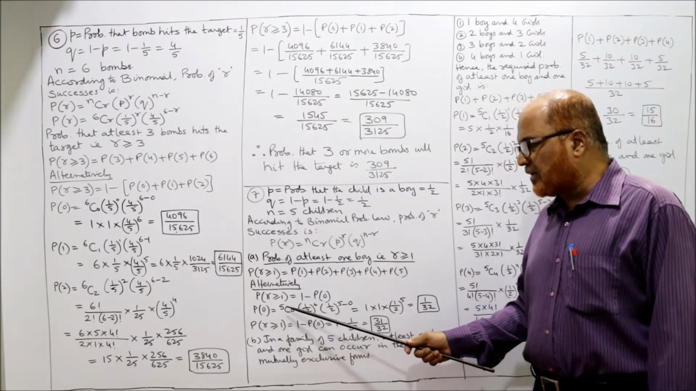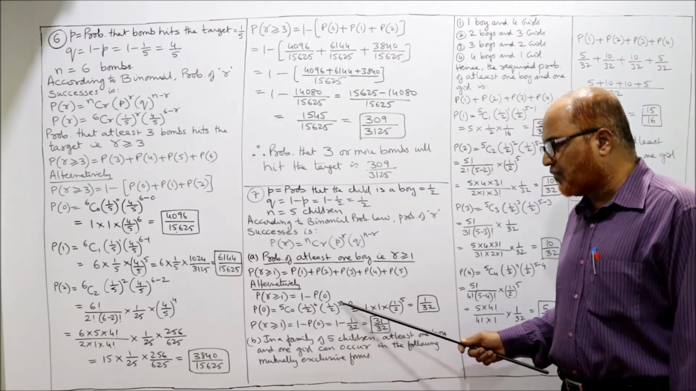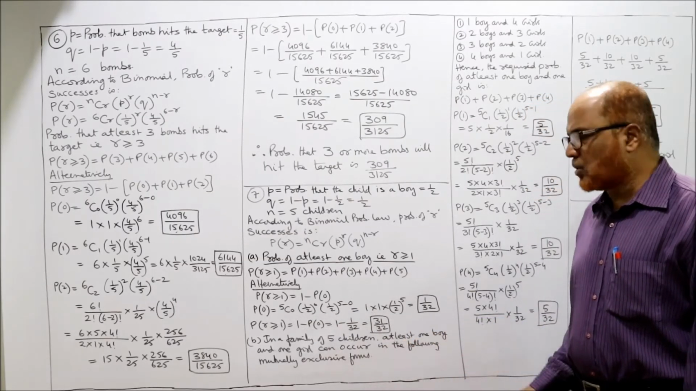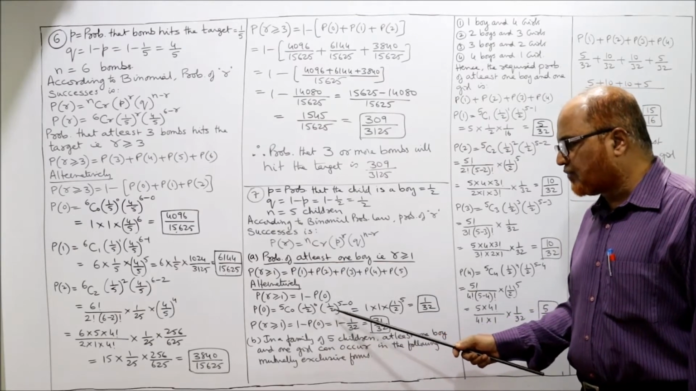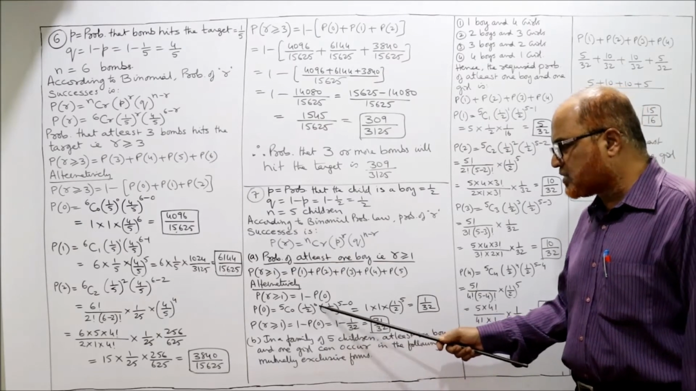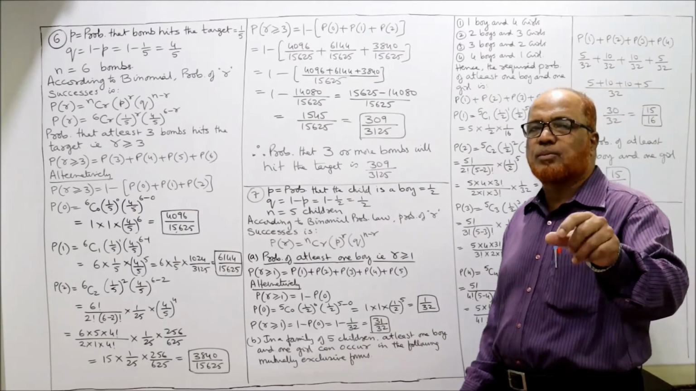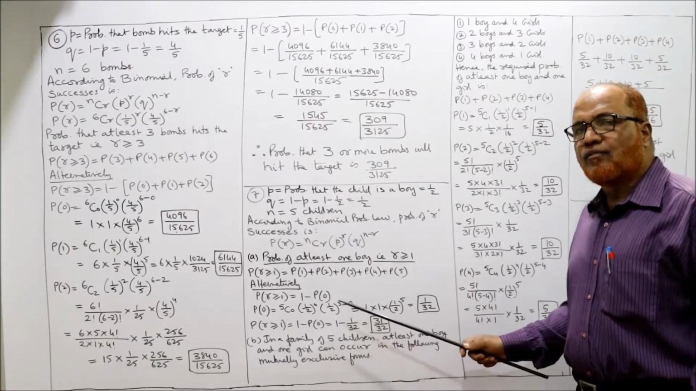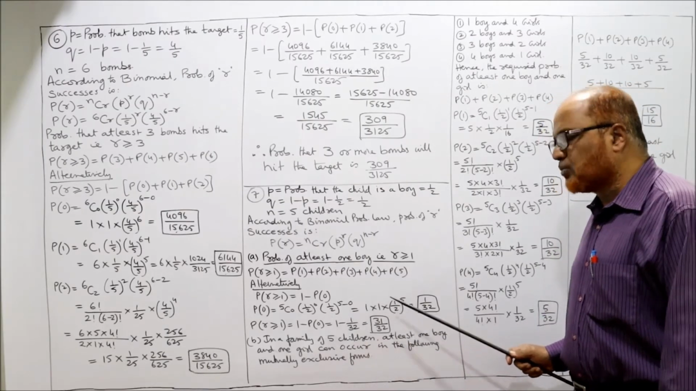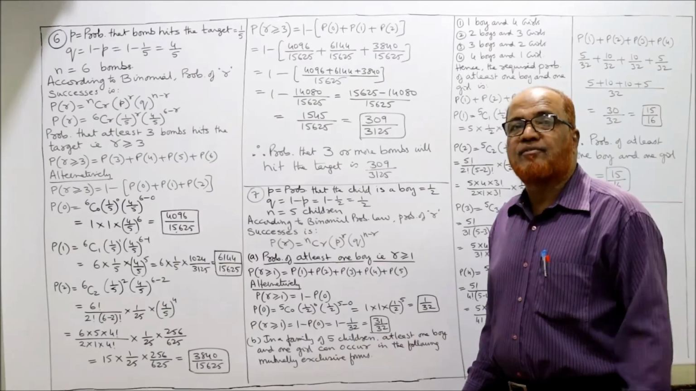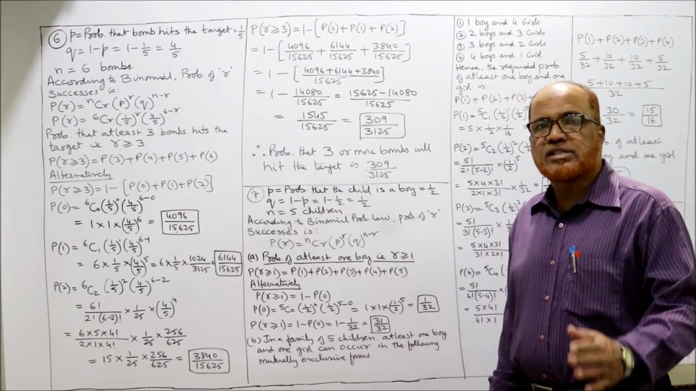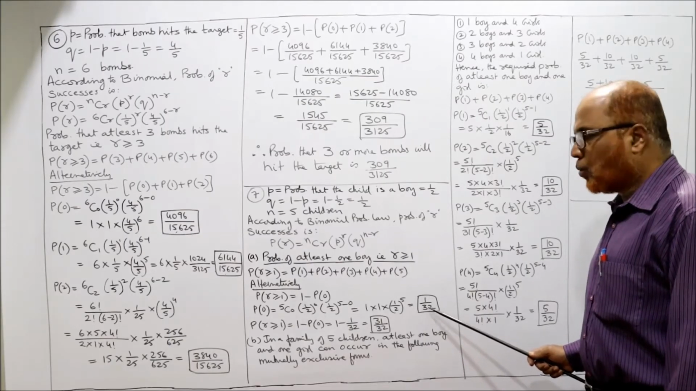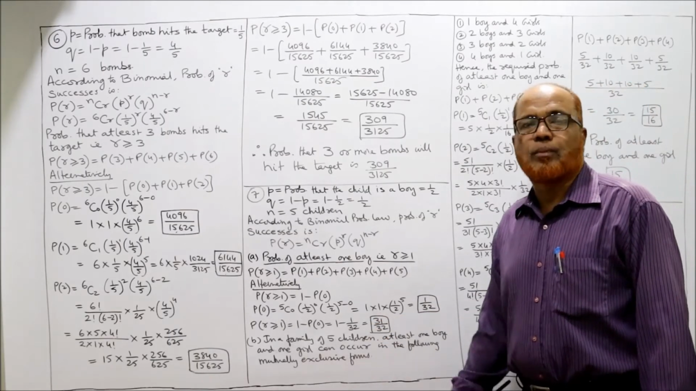So P of 0 is 5C0, half to the power of 0, half to the power of 5 minus 0. Here 5C0 is 1. Half to the power of 0 is also equal to 1, because anything raised to the power of 0 will be 1. Then half to the power of 5: 1 multiplied 5 times is 1, and 2 multiplied 5 times is 32. So the answer will be 1 by 32. 1 by 32 is the probability of 0.